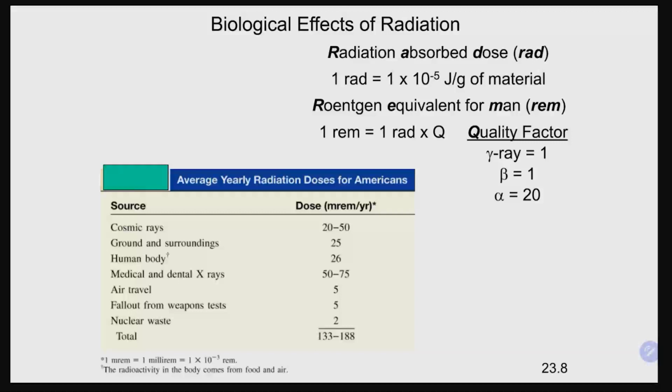These are some places where we could get some exposure. Obviously, cosmic rays, ground and surroundings, medical, x-rays, air travel. If you're near a fallout and weapons tester, I guess you get a little bit more, and nuclear waste as well. So, we do pick up some of this background radiation in our everyday life.